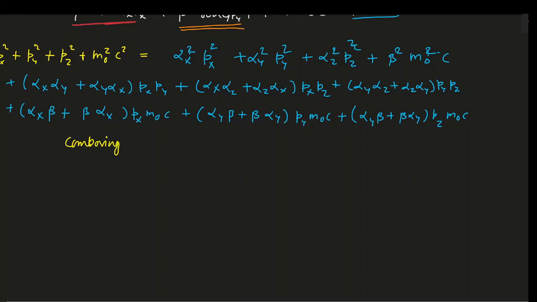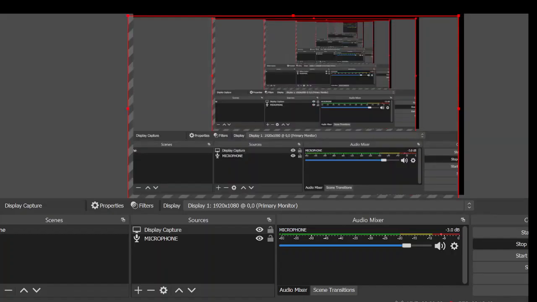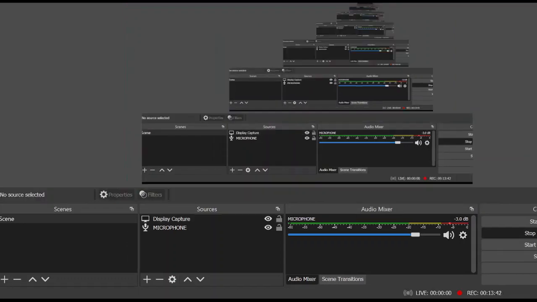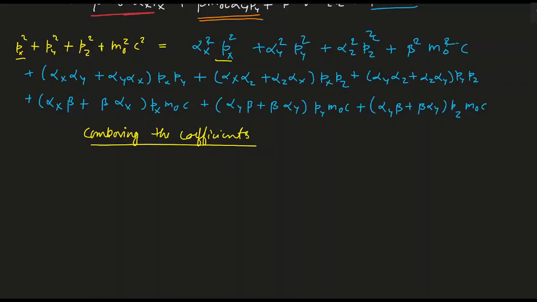Comparing the coefficients, first let me compare the coefficients of px square. px square's coefficient is 1, so alpha x square must be equal to 1. For px square's coefficient, you have alpha x square in the RHS, and in the LHS it is 1. So alpha x square is equal to 1.